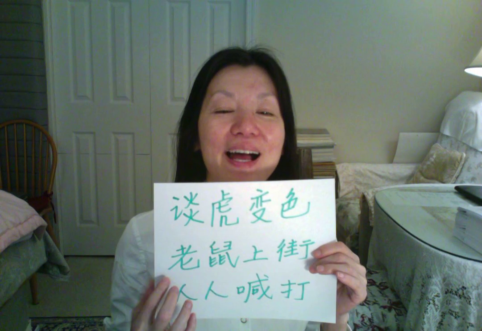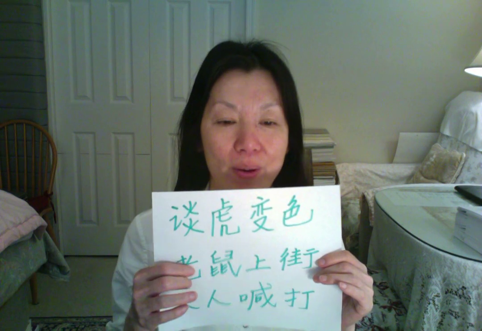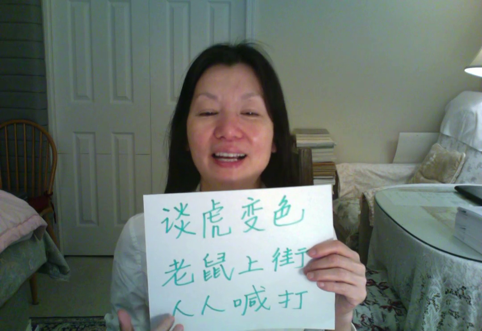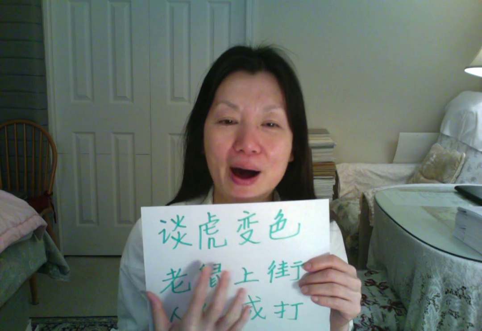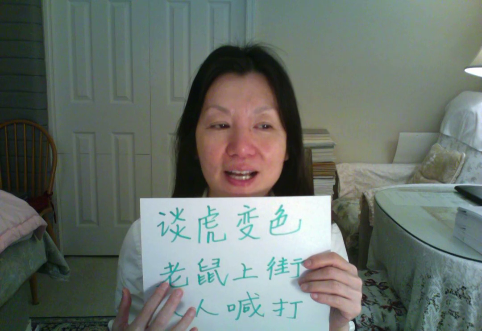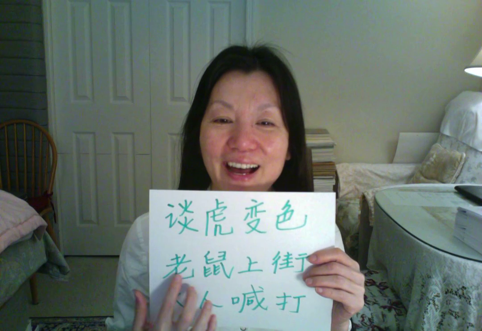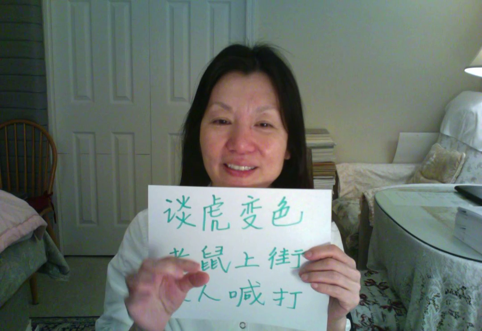Okay, next one here: 老鼠上街，人人喊打. 老鼠 is a mouse, the small animal. 人人 means everyone, everybody. 喊 is to say, and 打 is to hit, to hate. Nobody likes the mouse, right? Maybe some people like it, okay, nobody really does. 老鼠上街 means if we saw a mouse on the street, everybody says kill it, kill it. Everybody hates the mouse, the small animal with a very long tail.